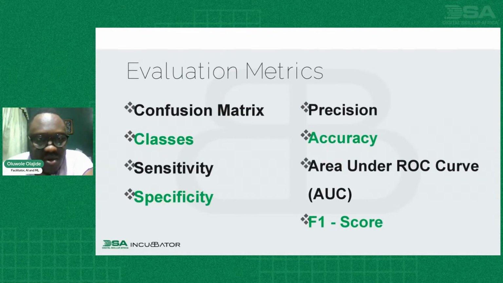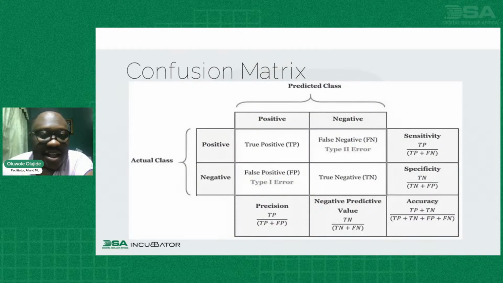All right, then we talk about evaluation metrics, where I spoke about the confusion matrix, precision, sensitivity, specificity, accuracy, area under the curve, F1 score, and things like that. All right, so this is what our confusion matrix looks like: your actual class and your predicted class.